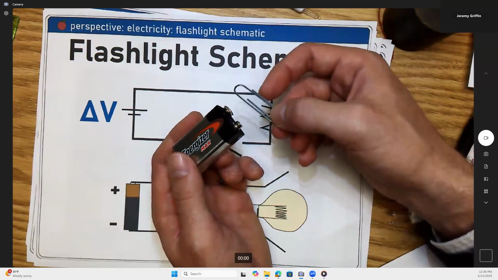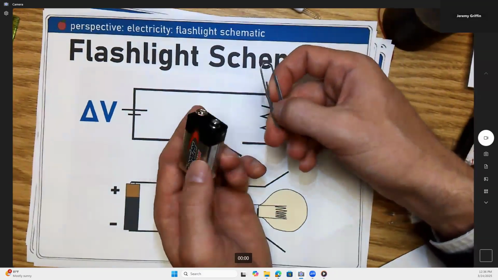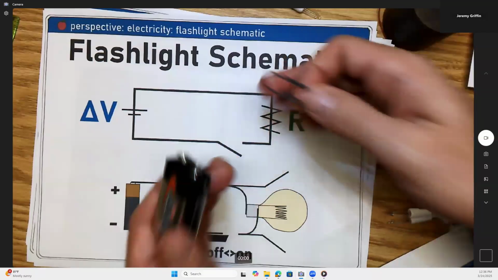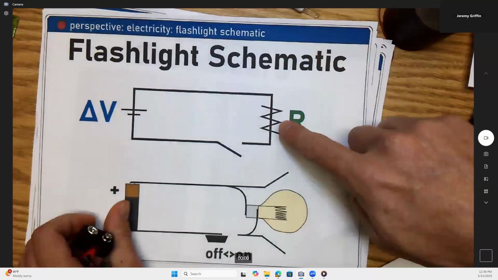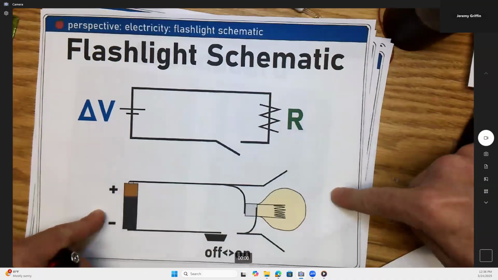Short circuit. You guys ever, hopefully not, drop your phone in a tub of water? It shorts it out, because it's creating electricity flow where it's not supposed to flow. So you do want a resistor in your circuit.